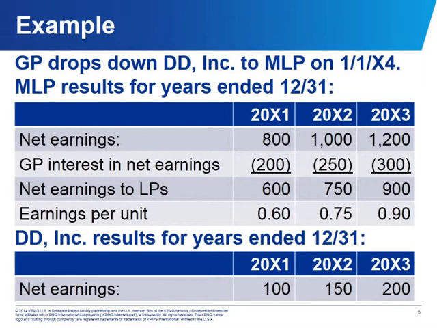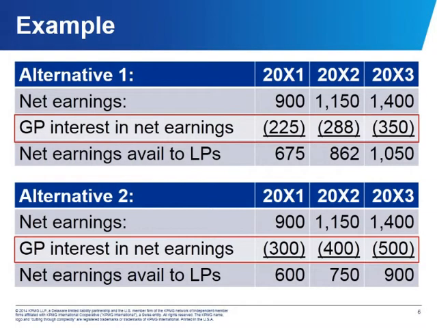So we've laid out here total earnings, and then for the MLP, what historical net earnings had been that are allocated to the GP. We show the combined earnings under each alternative. The key thing to highlight here is that under Alternative 1, the net earnings, the top row, is just A plus B of the two entities. But when you get to the GP interest, they've only taken a small portion of the drop-down business earnings.